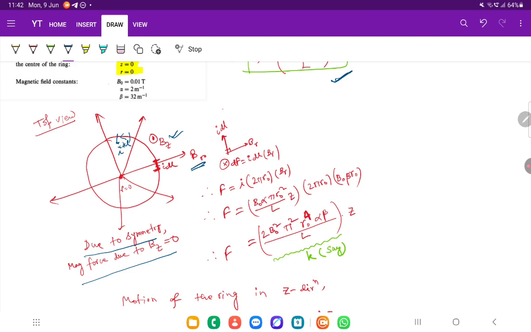First let's deal with Bz. If this is the I dl segment, then I dl cross Bz will be something like this. So this will be the dF. For all the current elements we get radially outward dF elements, and the diametrically opposite dF elements will cancel out. So I finally claim that due to symmetry, the force on the loop due to the Bz magnetic field will be zero. I guess it's very clear. So let me erase a few things.